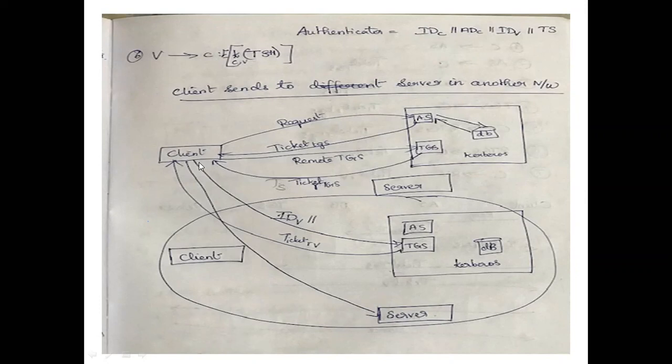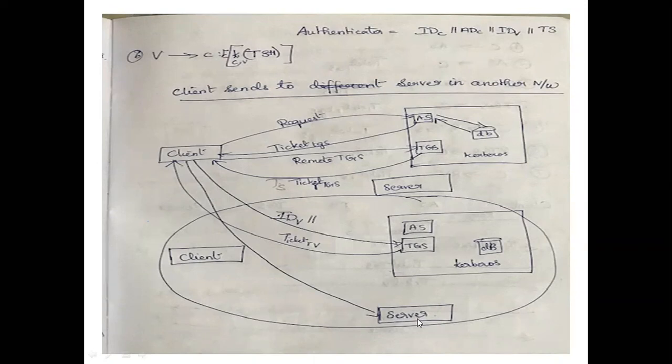Now using the remote TGS, which is the remote? This is the remote TGS. So the client has now received the remote TGS ticket. Using that, it will again send to this TGS asking for the ID of the server. Now this TGS will send the ticket of the server and the client can contact the server.